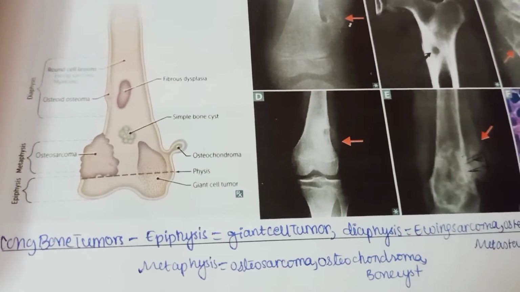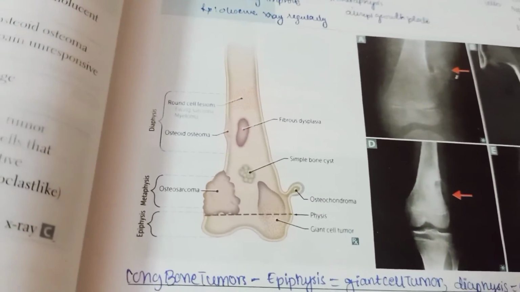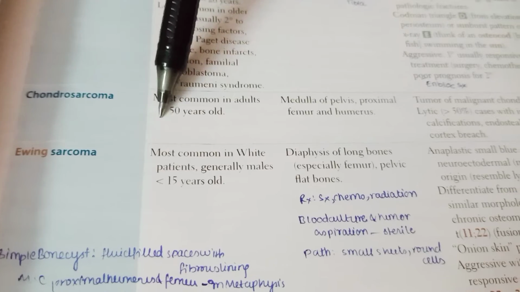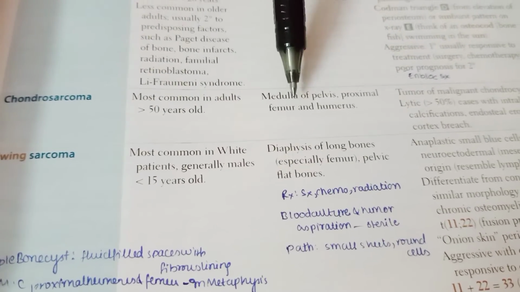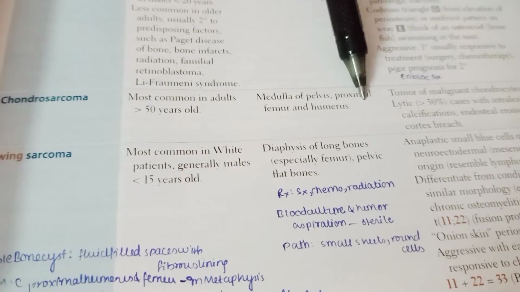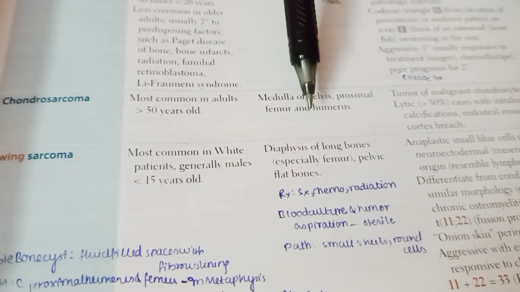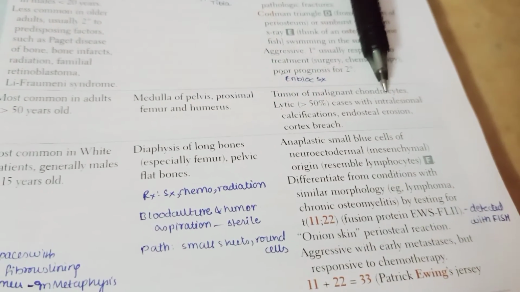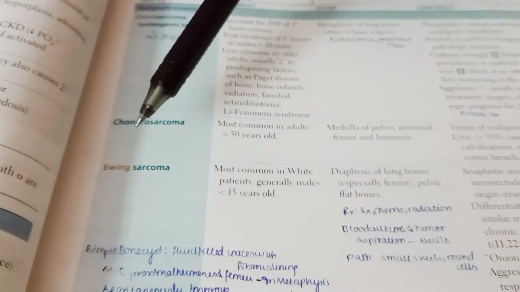Next, coming to chondrosarcoma. Chondrosarcoma, actually there's no diagram over here. I can show this text to you. Chondrosarcoma is most common in adults who are greater than 50 years. It is occurring in the medulla of the pelvis, proximal femur and humerus. So it is affecting the proximal bones of the femur, of the leg, and the hand, humerus. Remember, it is affecting the medulla. It is a tumor of malignant chondrocytes. As the name you can see, chondrosarcoma.